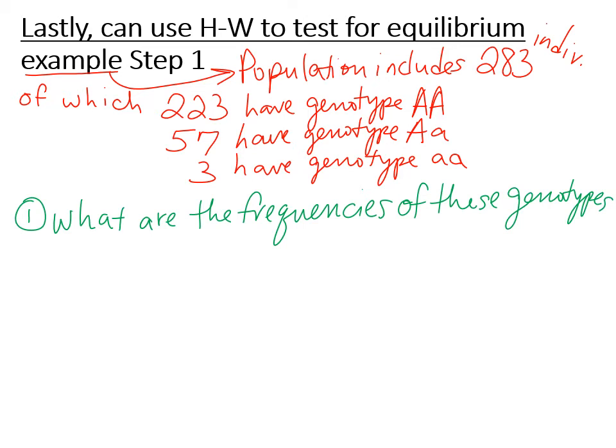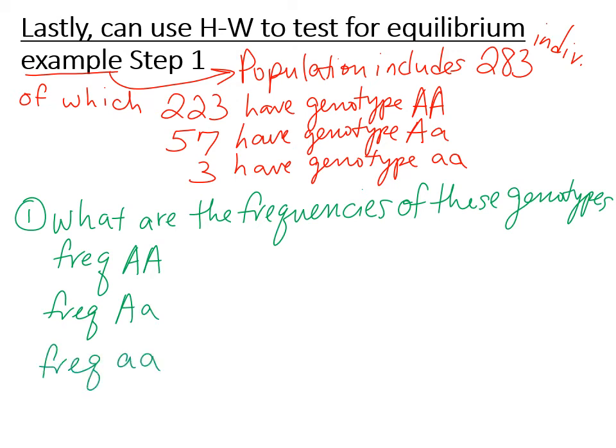And all that means is you need to translate numbers and language into math, right? So the genotype frequencies mean we need the frequency of capital A capital A, capital A lowercase a, and lowercase a lowercase a. Well, what do you know about the homozygous dominant? We said 223 out of 283 have that genotype.